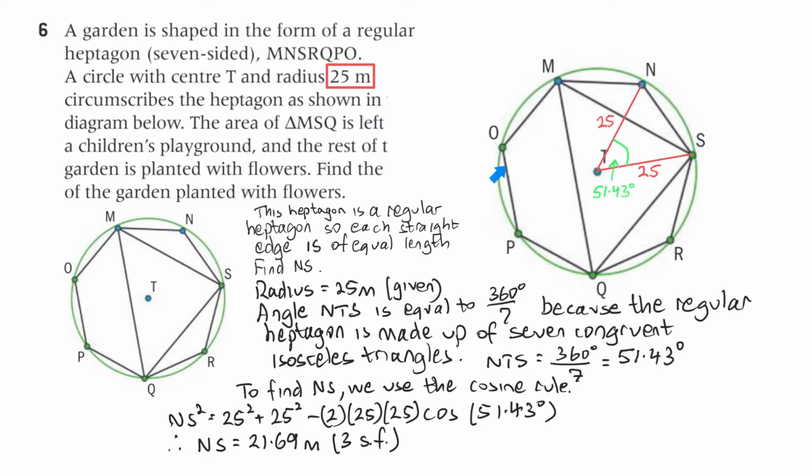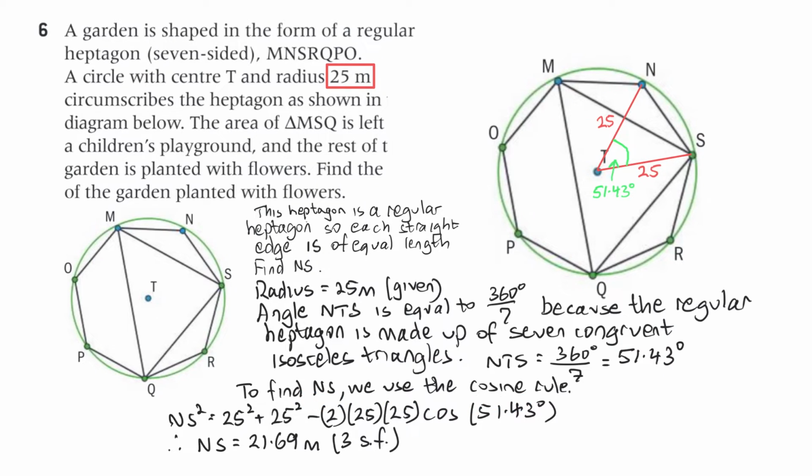So all of these ones are equal length because it's a regular heptagon. Let's just find NS. We just want to find one of them. We know that the radius is 25. Now this angle 51.43, the way I found that was we've got 7 of these triangles here, so that angle would be 1/7 of 360 degrees. So angle NTS, that's the T there, is equal to 360 divided by 7 because the regular heptagon is made up of 7 congruent isosceles triangles. Isosceles triangles have 2 equal side lengths, and these angles are also equal. So NTS, this angle T, is 51.43, so I've indicated that there.